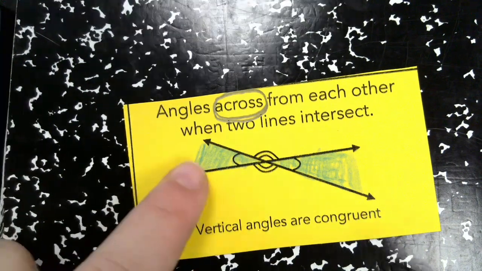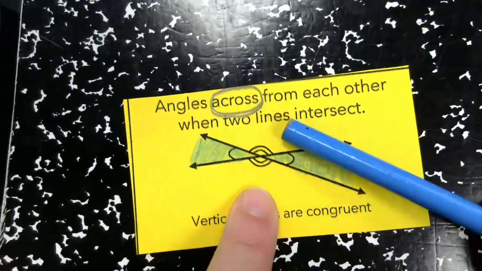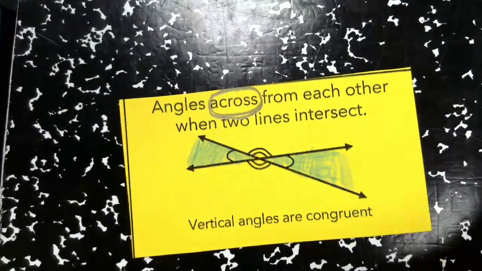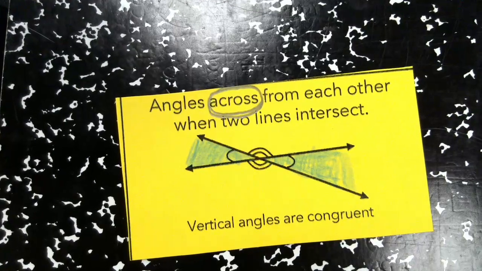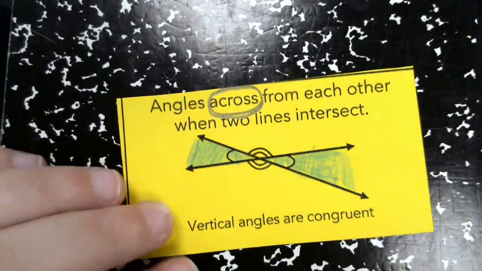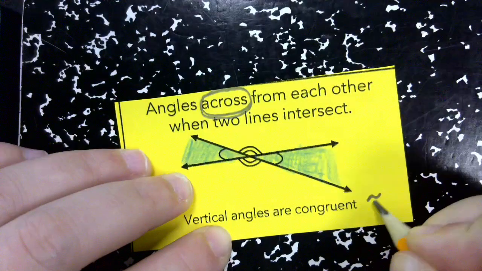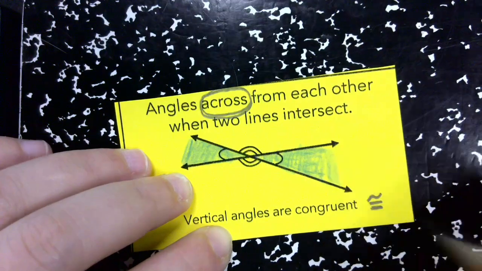So you could look at it side to side. Also, this up and down one would also be a vertical angle. If you want to shade that in, you can. I'm just going to leave one shaded in. And what we know about vertical angles is that vertical angles are always congruent. I'm going to throw that congruent symbol next to it, that squiggle with the equal sign.